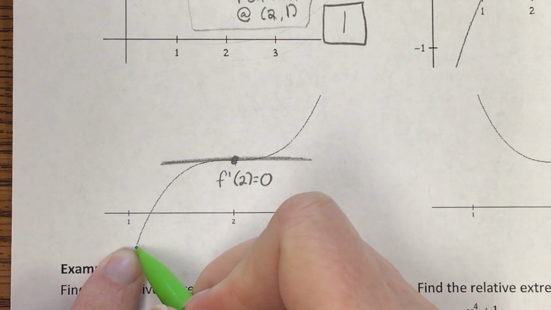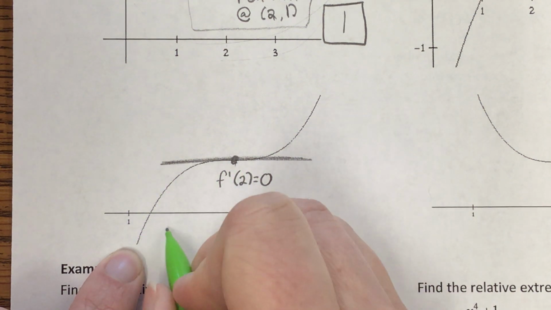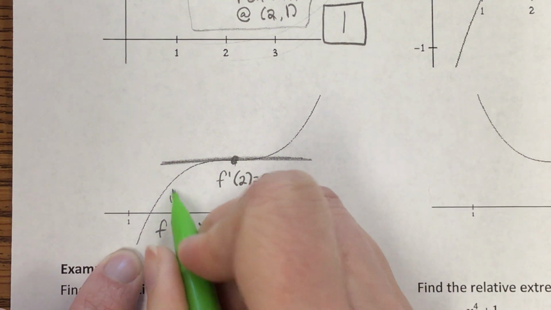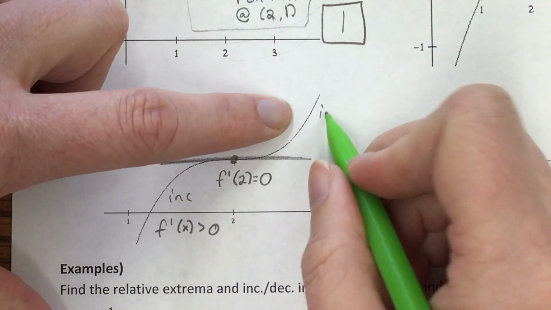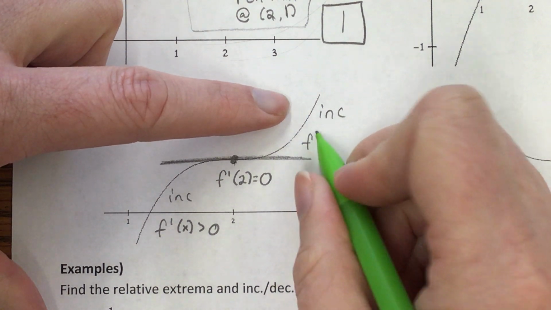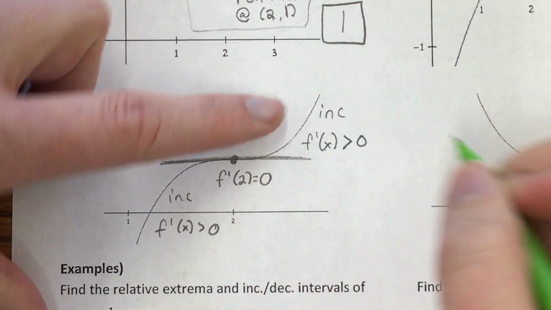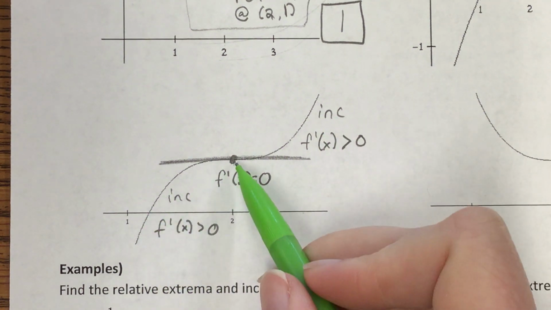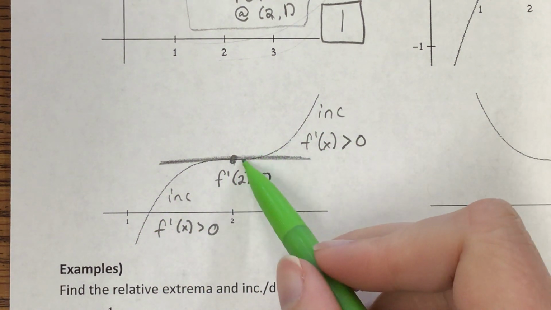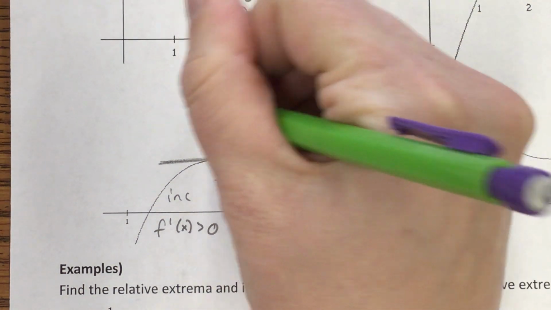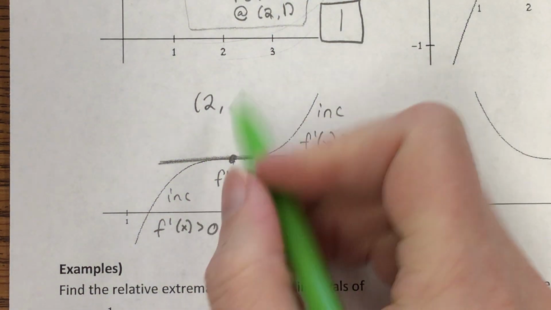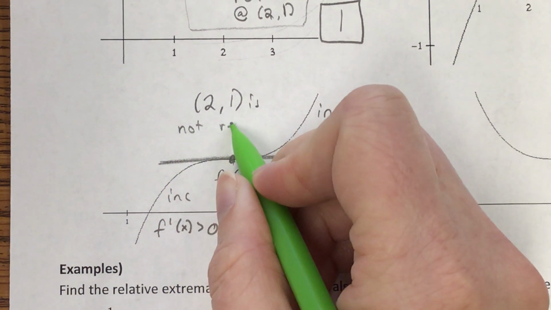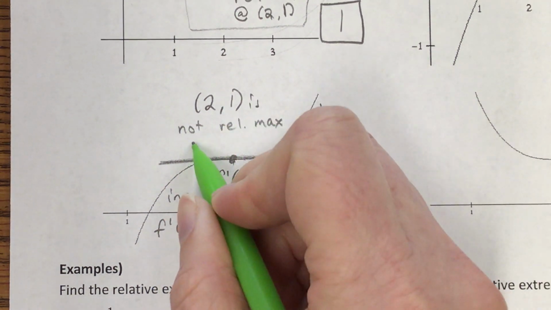But our function to the left was increasing, so f prime was positive, right? Increasing. Over here, our function is still increasing. f prime of x is greater than 0. So there's no switch in sign between the left side and the right side. So this point (2, 1) again is not a relative max or min.